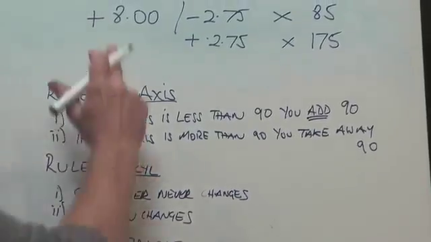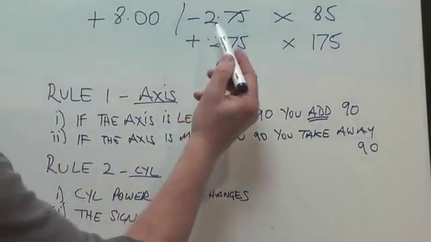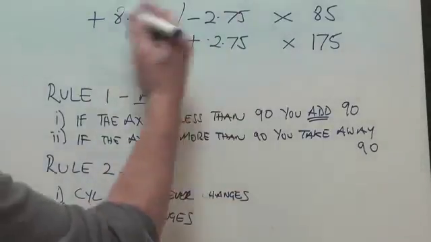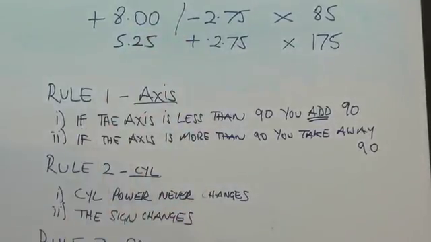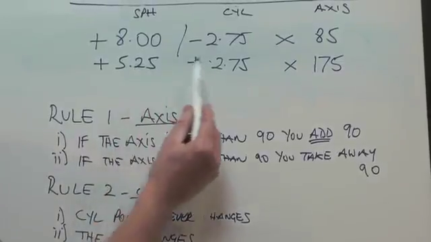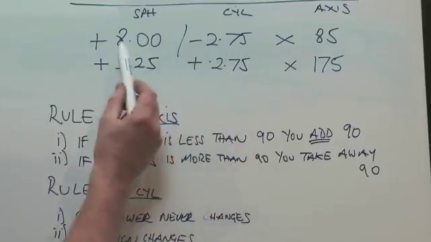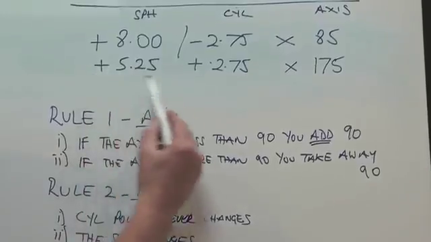Now in this case, we have a plus 8 and a minus 2.75. So we have to take the lower number from the bigger number. That will give us 5.25. And then the sign will always correspond to the sign of the bigger number. So that becomes a plus. Can you see here that 5.25 plus 2.75 equals 8? So you can always double check to see that you've got the right maths.